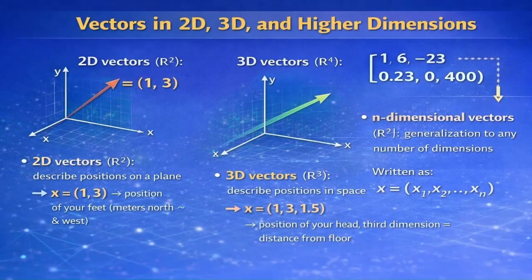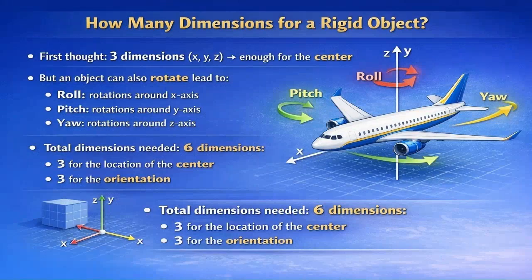We can generalize this concept to an arbitrary number of dimensions, say n dimensions. We refer to an n-dimensional vector as a vector in Rn and write it as an n-tuple of numbers, x equals x1, x2, x3, and so on up to xn. For example, (1, 6, -23, 0.23, 0, 400) is a vector in R6.